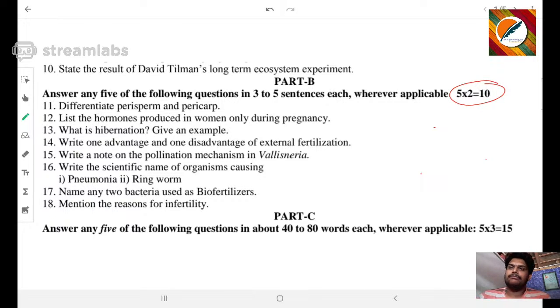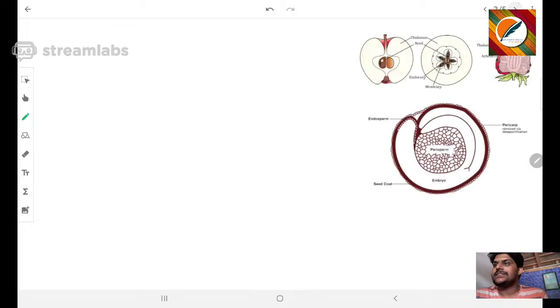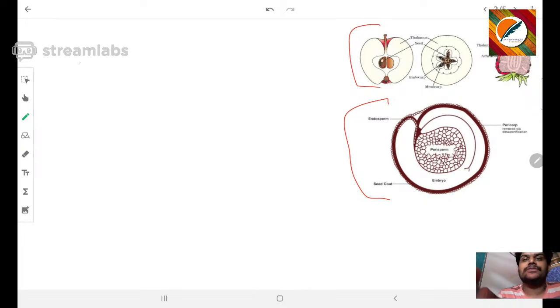Now when I come to the 2 marks questions, let's not waste time and let's start. The first question: differentiate between perisperm and pericarp. This question comes from the chapter sexual reproduction in flowering plants. You are looking at the diagram of 2 different varieties. If you identify these, you can easily differentiate perisperm and pericarp. For 2 marks, you have to make a minimum of 2 differentiations.